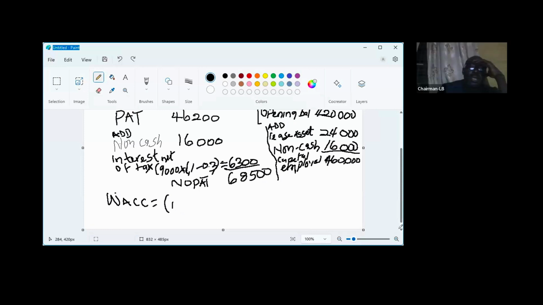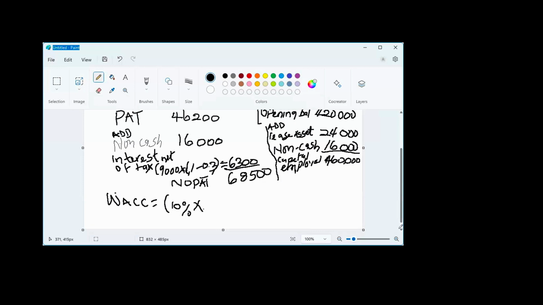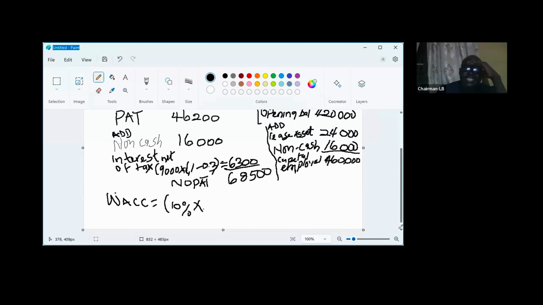Okay. Our cost of equity, 10%, multiplied by the percentage of equity in that company, 60%. You can take it as 0.6, or you can use 60 if you like, it doesn't matter. Your 60% is 0.6.